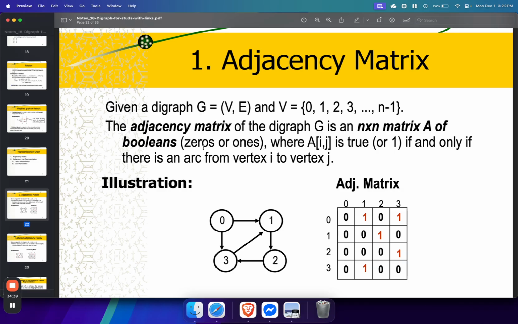So essentially, it's a 2D array of elements represented by zeros and ones, where A with index ij is considered to be true or has a value of 1 if and only if there is an arc from vertex i to vertex j. If you are confused by the explanation, I tried to dumb it down to the best of my ability, but that is how it is in the technical terms on our slide. So let's just live with it and let's just enjoy the illustration.